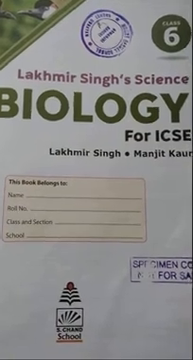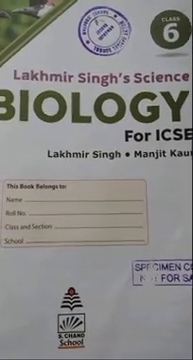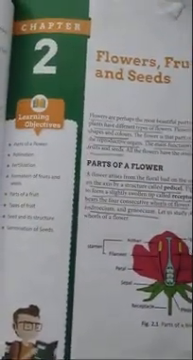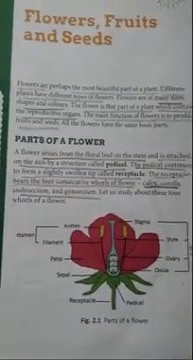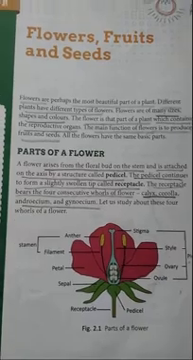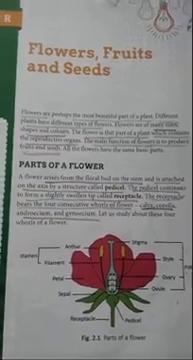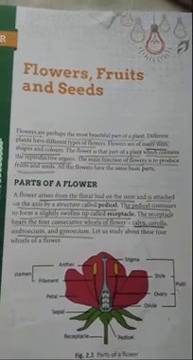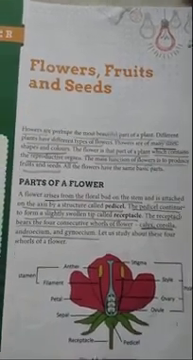Students, today we are going to study class 6 biology. Please turn to page number 25, where we are going to deal with chapter number 2, that is flowers, fruits and seeds. All of you have seen different plants, and you might have observed that different plants have different types of flowers. The flowers vary in shape, size and colors. So what are these flowers?